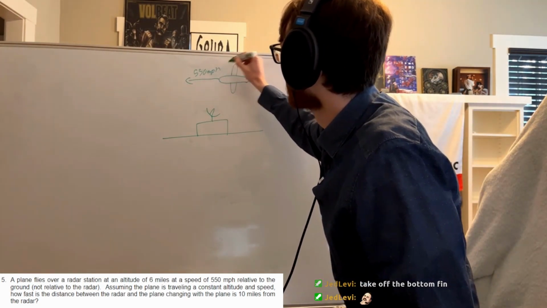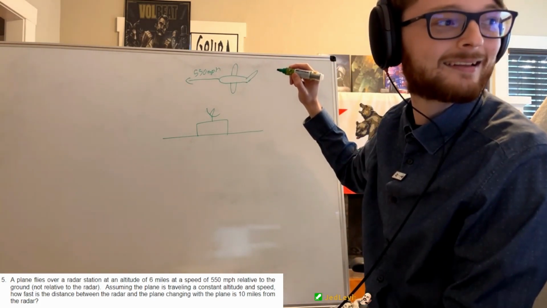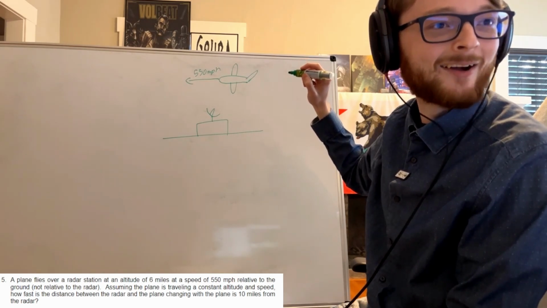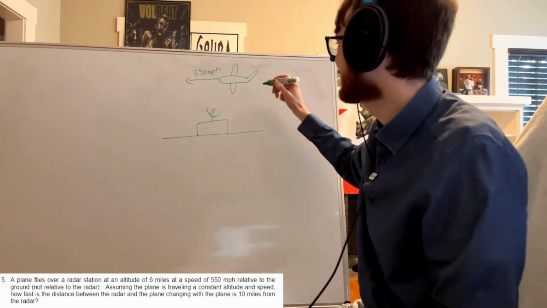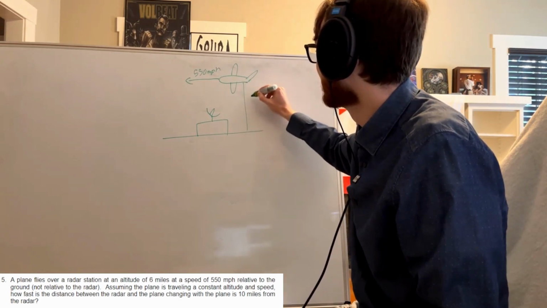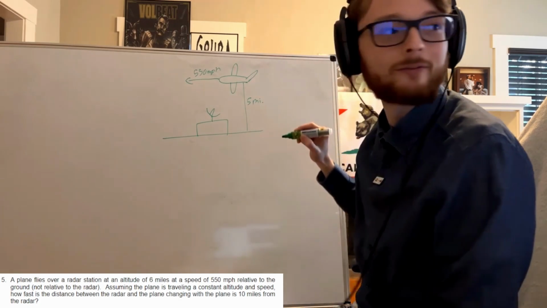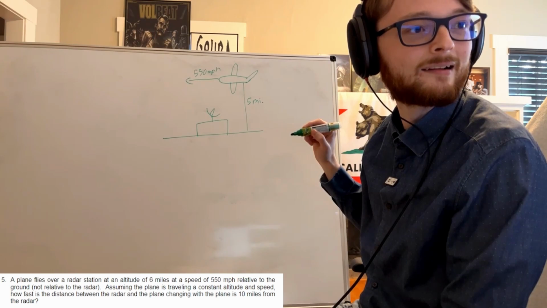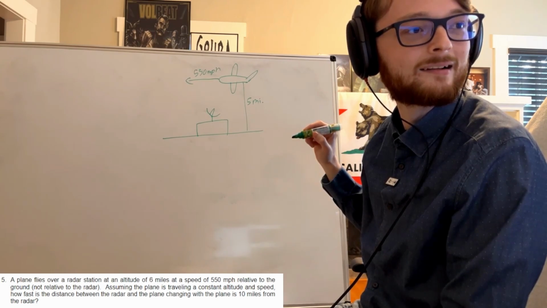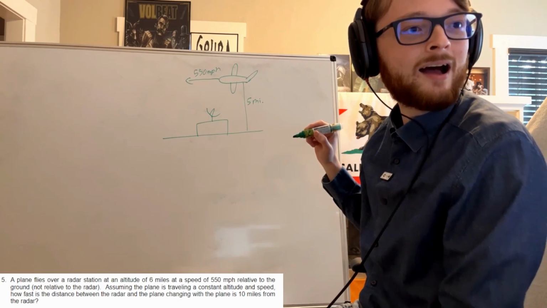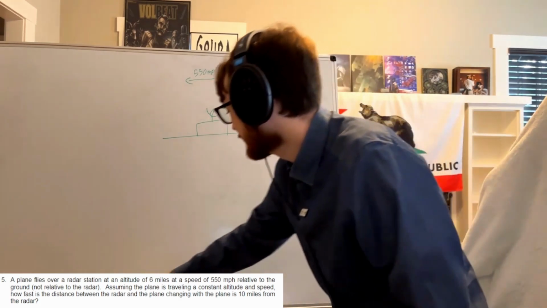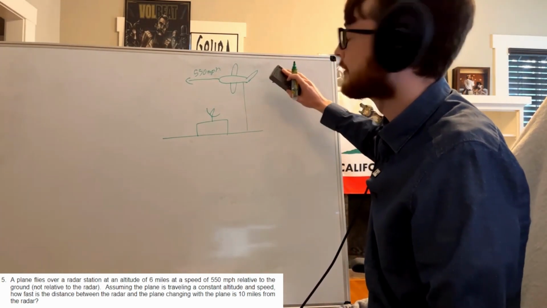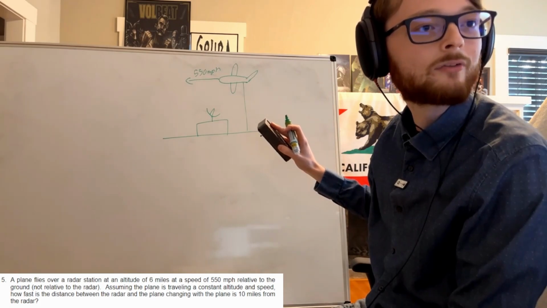550 miles per hour. Constant altitude and speed. 5 miles. Wait, 6 miles. I can't read. The distance.